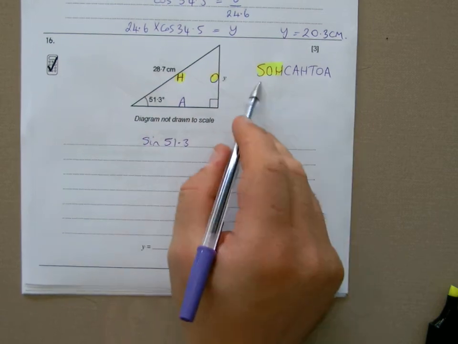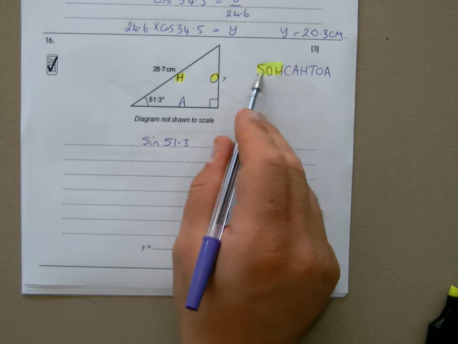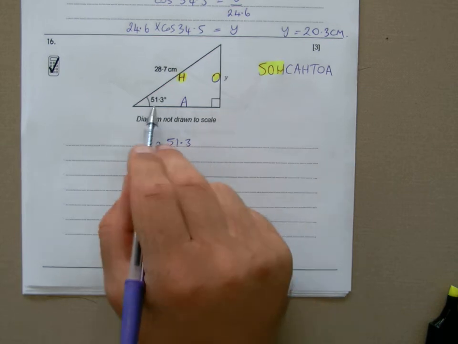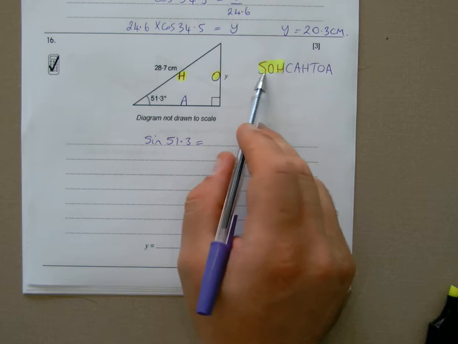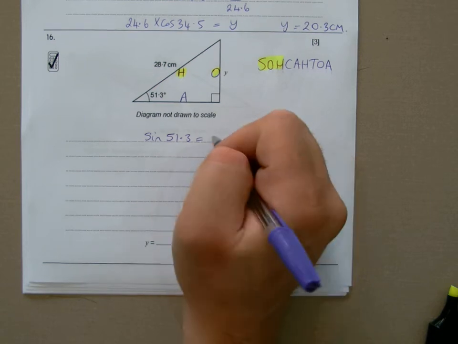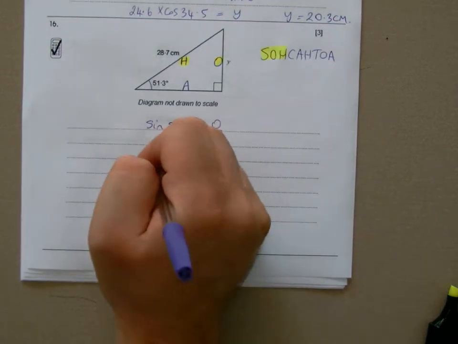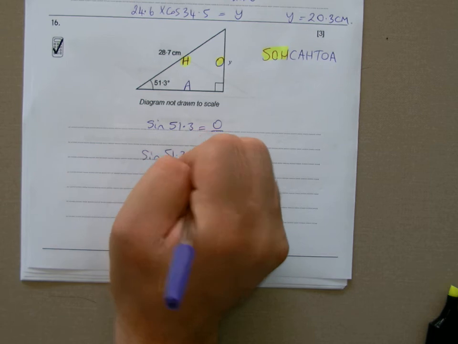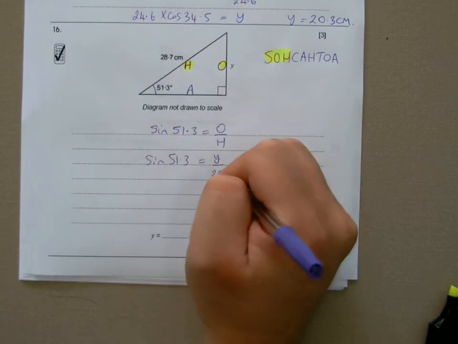51.3. Okay, so you always start off with the trig function, whether it's sine, cos, or tan. In this case, it's sine, and then it's always the angle. And then that will equal, if you go in that order, O over H. Okay, so sine of the angle equals O, and it's always divide, right? Always divide, O divide by H. So sine 51.3 equals O, which is Y, divide by H, which is 28.7.